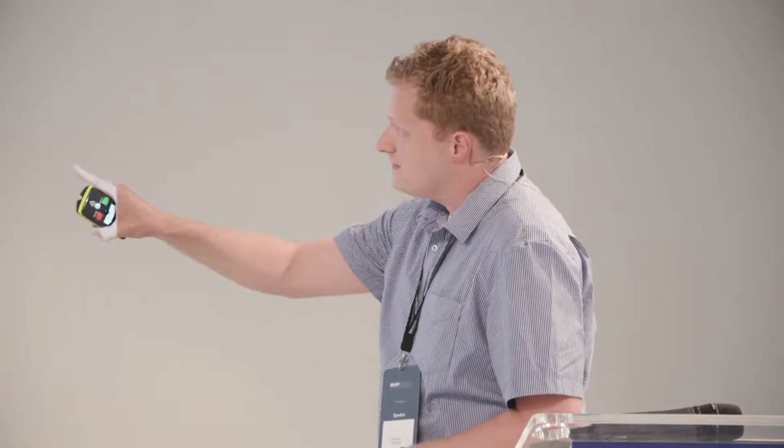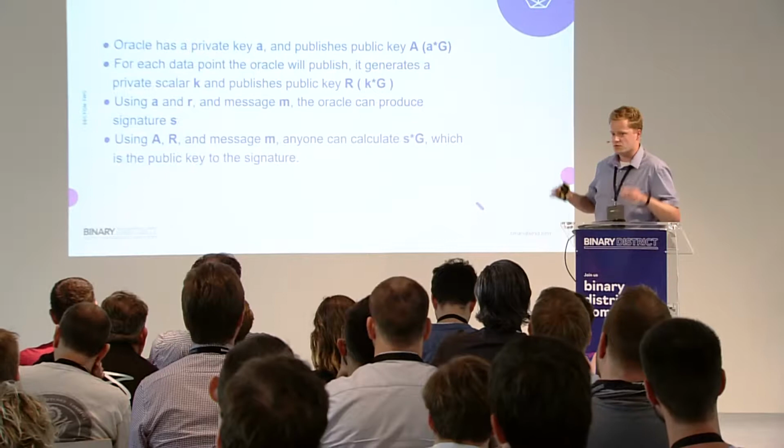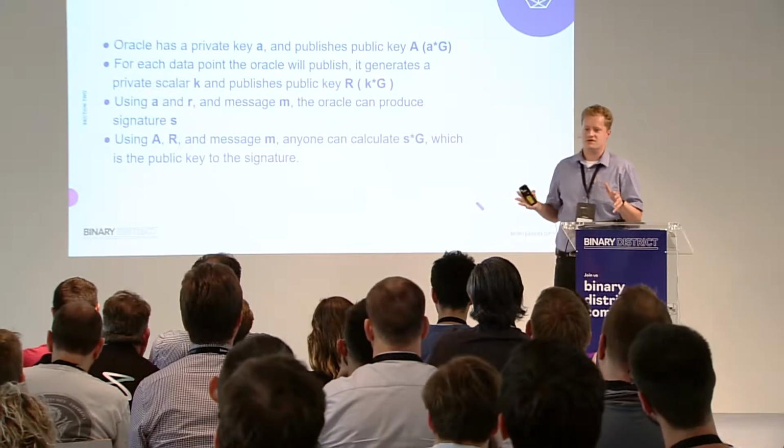It could also be the price of Bitcoin at the last day of the month, 5 p.m., something like that. So using the private keys, the oracle can produce the signature, but using the public keys and the message, anyone in possession of the public keys and the message that's going to be published can calculate the signature multiplied by the generator point, which would be the public key to the signature.